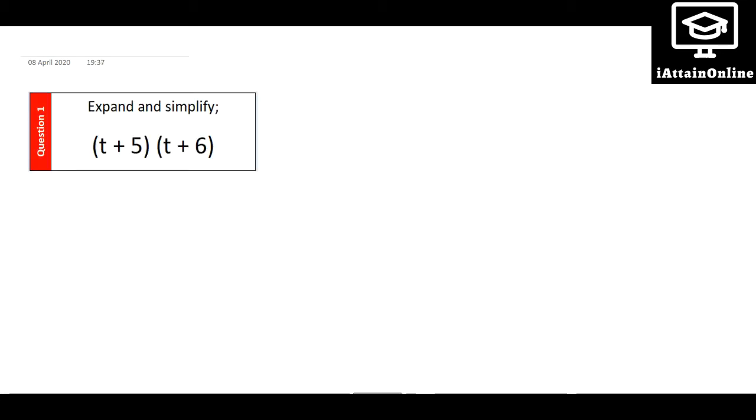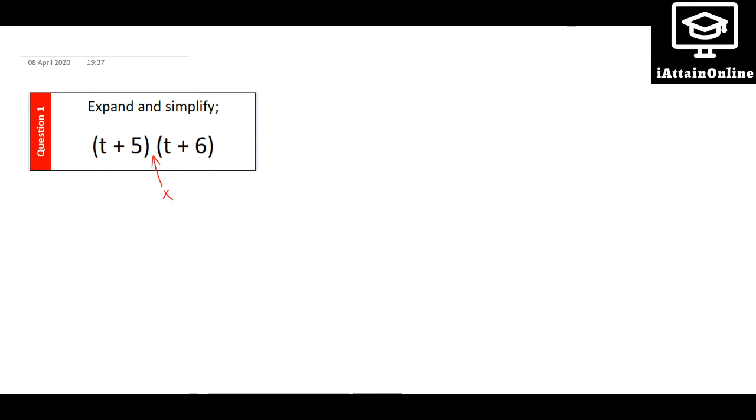Okay, so I have a number of examples that we're going to look at. The first one is t plus 5, t plus 6. Now, there's two brackets here, and in between those two brackets, there is an invisible times. What a lot of people do is just multiply the t times the t to get t squared, and then the 5 times the 6 to get 30. That's not quite right. We are multiplying everything in the first bracket by everything in the second bracket. I'm going to show you two methods for doing these sorts of questions.